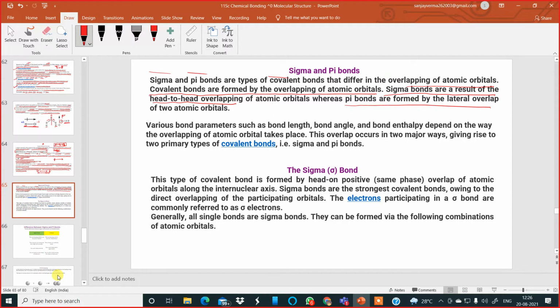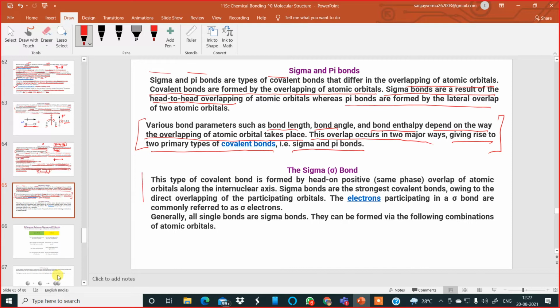Remember that. Now, there are various parameters which I discussed in my previous class on the second day of this chapter, which are bond length, bond angle, and bond enthalpy, that depend on the way the overlapping of orbitals takes place. This overlap occurs in two major ways, giving rise to two primary types of covalent bonds, which are called sigma and pi bonds. This is in somewhat more detail regarding sigma and pi bond formation in covalent compounds.